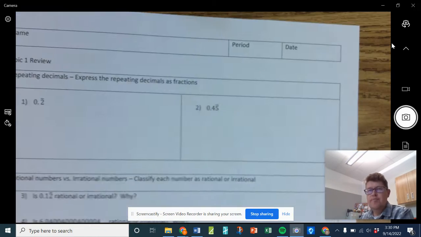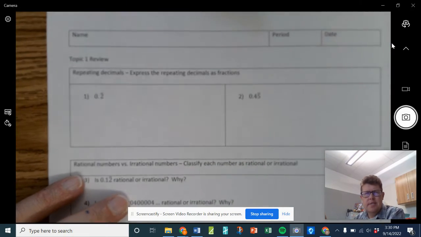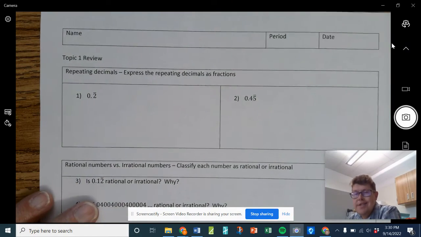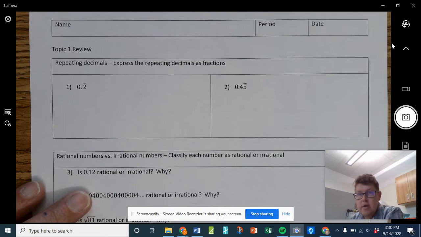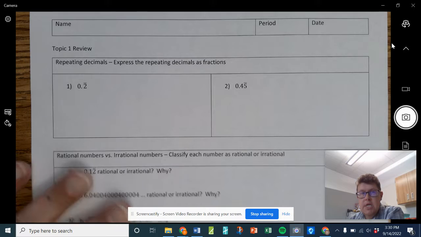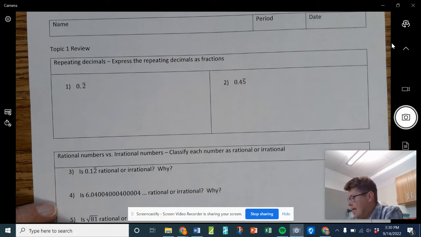All right, review for our topic one test. It's topic one test review. I'm gonna break this down into very short videos, kind of going over each section. I'm gonna post a QR code on here, which, if you are looking at this video, you probably already used that QR code. Okay, so repeating decimals, all I want you to do is express the repeating decimals as fractions.